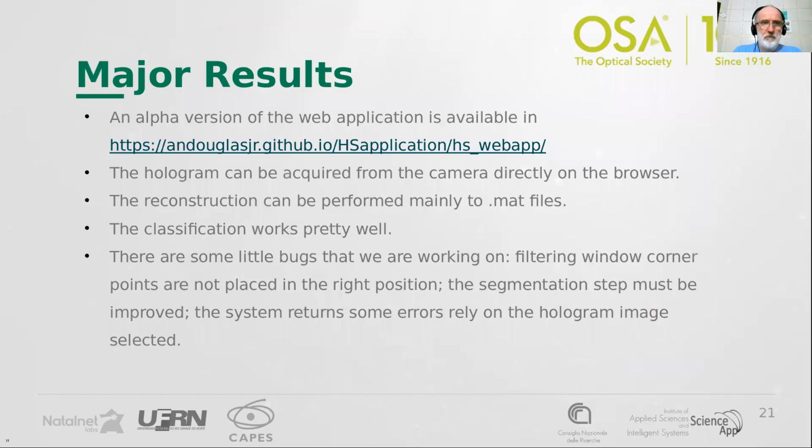Okay, so our major result is an alpha version of this web application that is available if some of you would be interested in it. We also have this: the hologram can be acquired directly from the camera or from .mat files. There are these options. The classification works pretty well, with more than 90% precision.